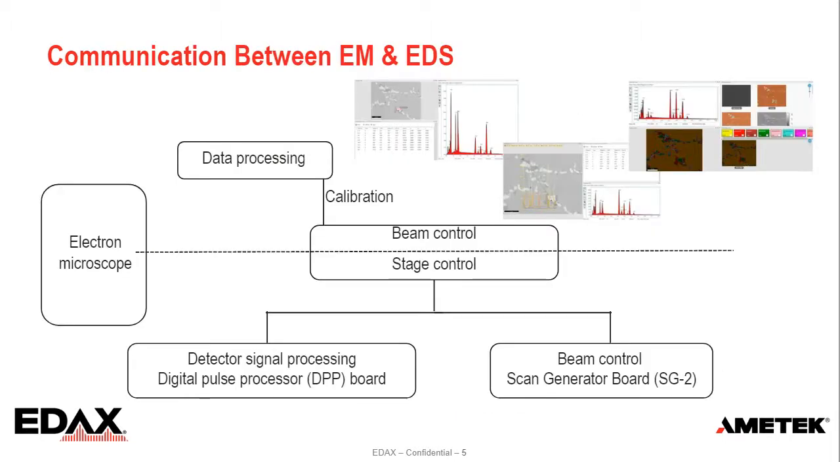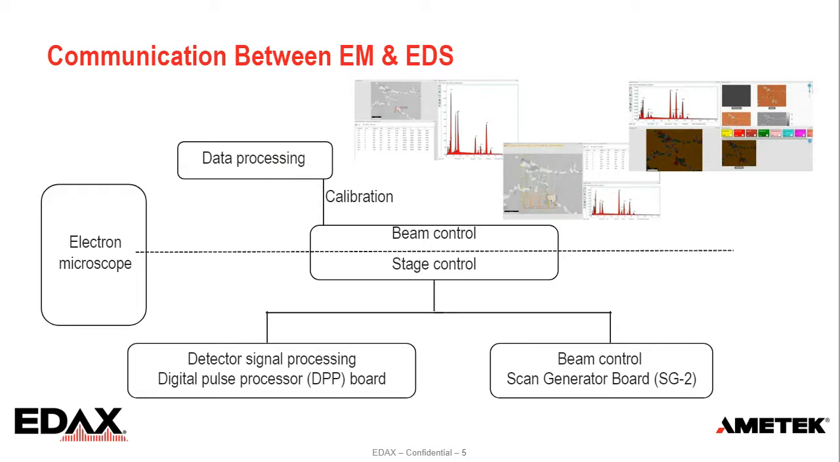But first, the question: how is the electron microscope communicating with the EDS system? As seen here on the screen, the beam and stage have to be controlled by the software as well as by the electron microscope. This means the information of the stage position and the energy of the beam has to be known by the software.